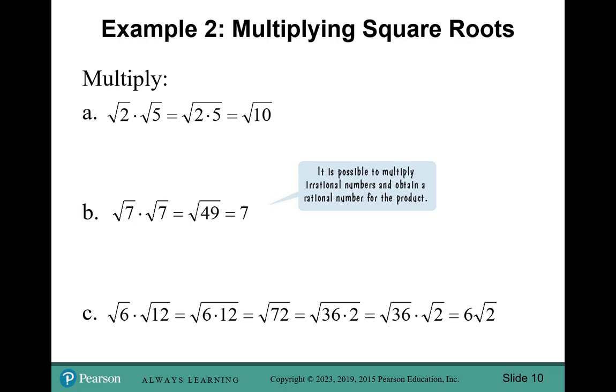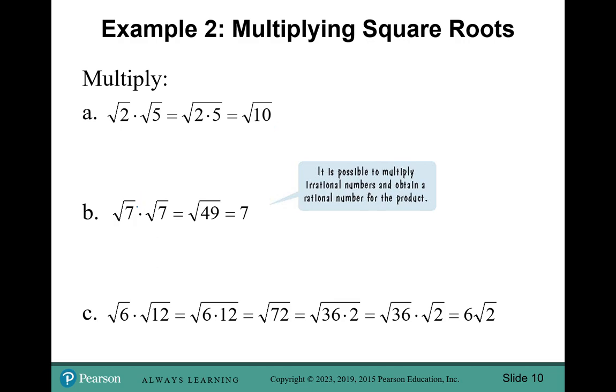So, let's multiply these examples here. Example 2, multiplying square roots. The square root of 2 times the square root of 5 is simply the square root... We can combine those square roots. The square root of 2 times 5. Now, the square root of 2 times 5 simplifies to the square root of 10. If we could simplify this further, we would. But 10 has no perfect square factor, and it has nothing that we can break it down into that is a perfect square, so we just simply leave it alone.